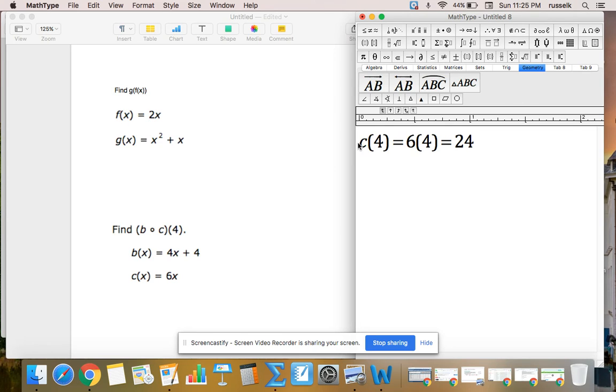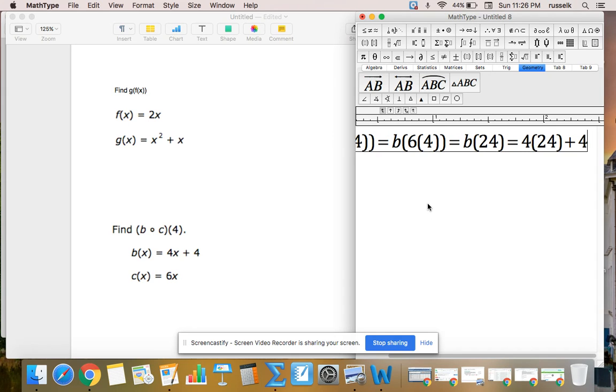Then go back and do the outside part. So b of c of 4 is b of what we just got, 6 times 4, b of 24. That tells me to go to b, plug in 24. When I do that, I have 4 times 24 plus the 4 at the end. 4 times 24 is 96 plus 4, which would give me 100. So you just get one nice final answer for this one.